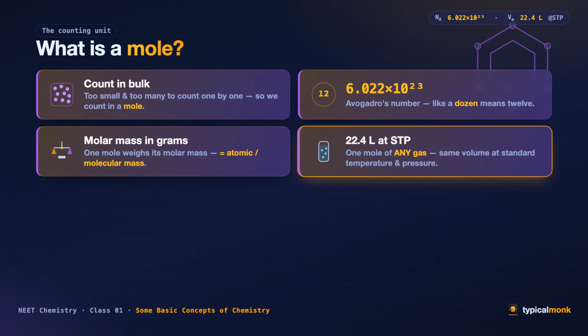And there is one more gift. 1 mole of any gas, hydrogen, oxygen, carbon dioxide, it does not matter which, occupies 22.4 liters at standard temperature and pressure. Any gas, the same volume. Sit with that for a second. It is one of the most examined lines in this chapter.